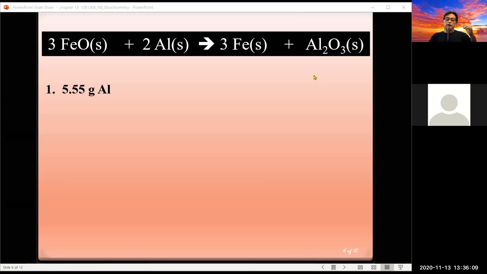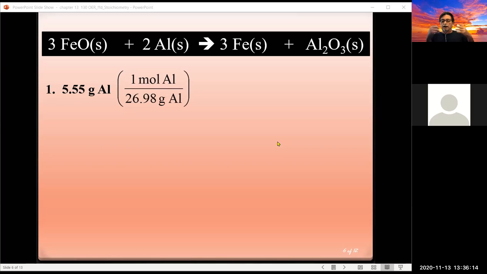Okay, so the first part, you start off with 5.5 grams of aluminum. The reaction is still the same. Now, I need to get to moles. For any reaction, when I start in grams, I got to get to moles. So I need the molar mass of aluminum. So I go to the periodic table, find the atomic weight for aluminum, and it is 26.98 grams per mole. Since I'm looking for moles of aluminum, I write it with moles in the numerator, grams in the denominator.